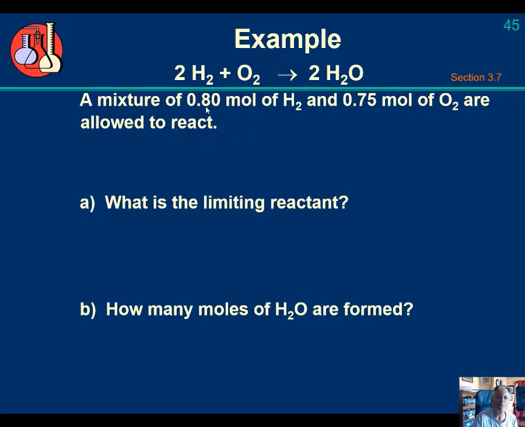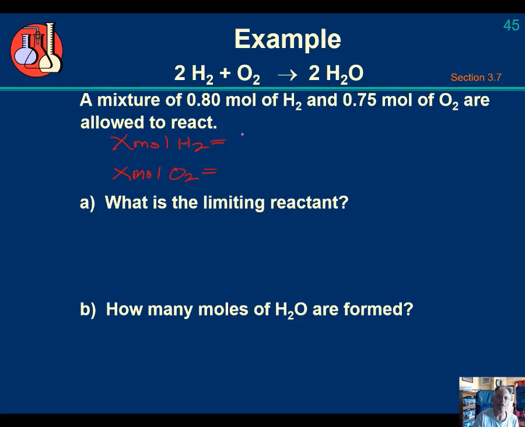A mixture of 0.80 moles of H2 and 0.75 moles of O2 are allowed to react. Which one is the limiting reactant? Well, we're going to use my method here. So we've got X moles of H2, and we're in moles, so we don't have to worry about converting grams to moles. And we've got X moles of O2, and equal sign.